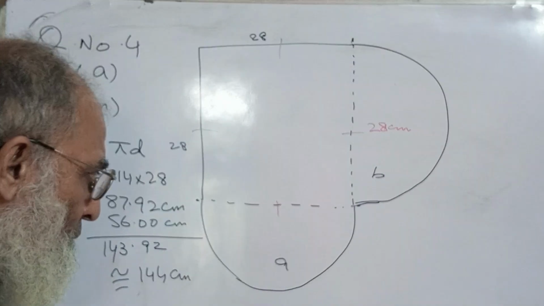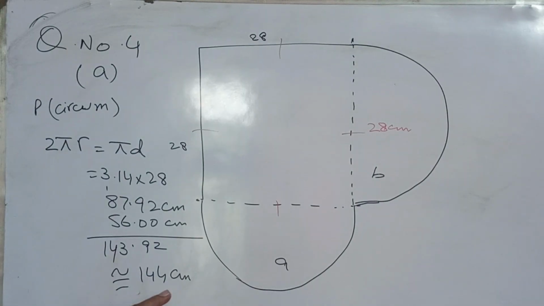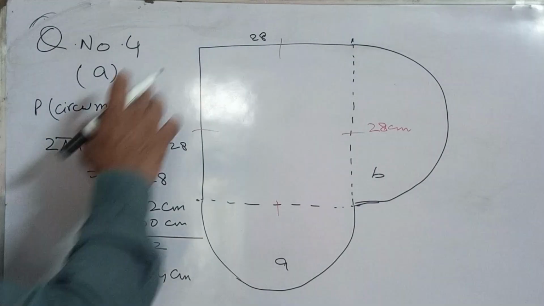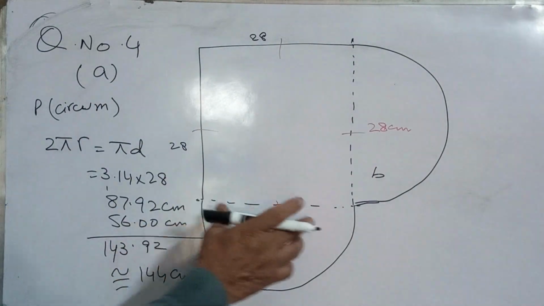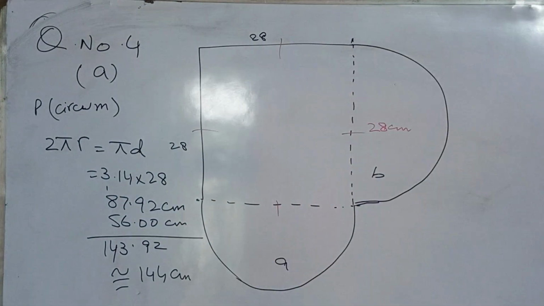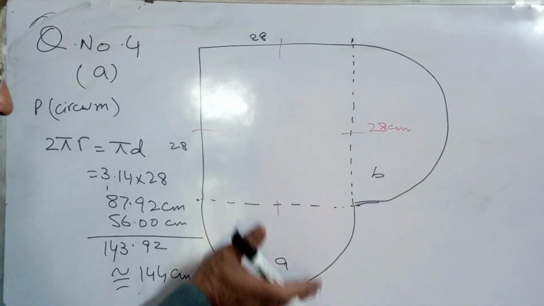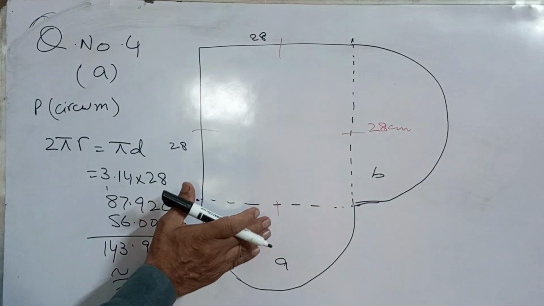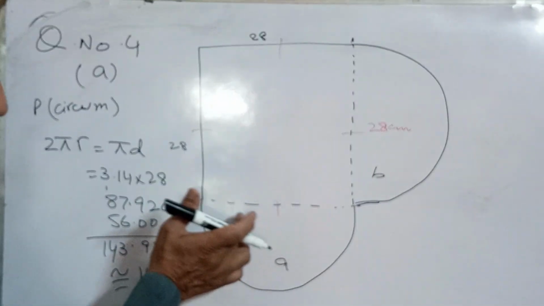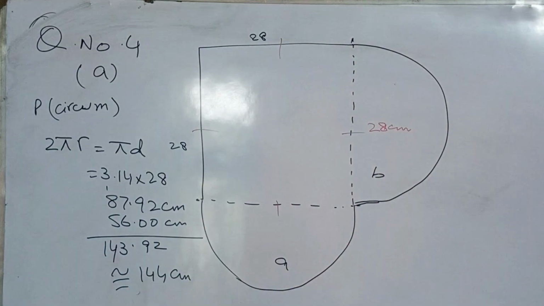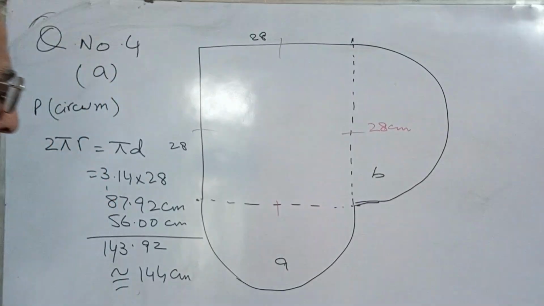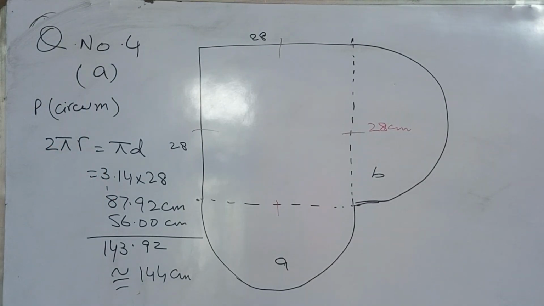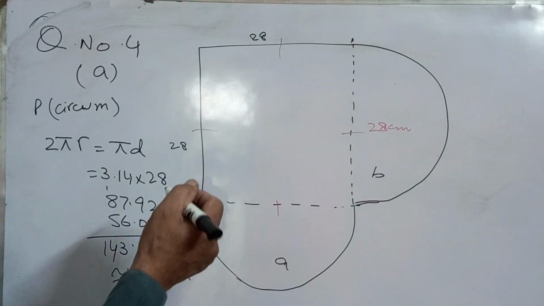Okay, so this is the perimeter of this whole figure. Now why haven't we taken these? Because these are hidden inside this figure. So we don't have to take these two lines. Okay. Now about the area. Let me check the answer first, then I'll proceed. Yes, it is correct.